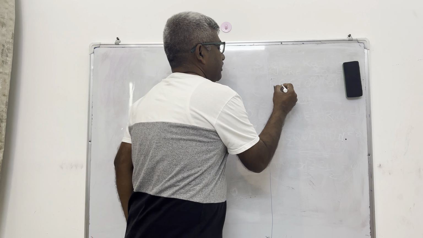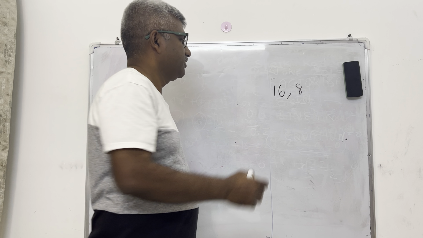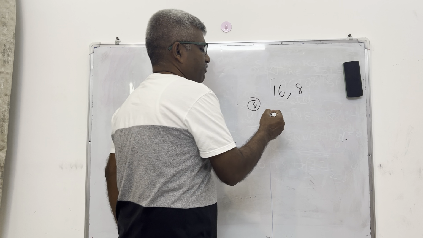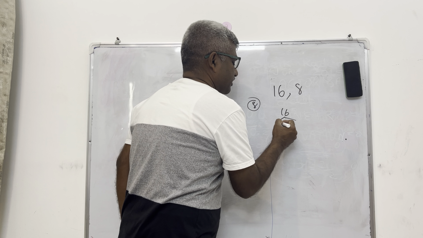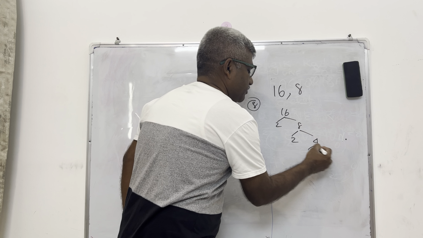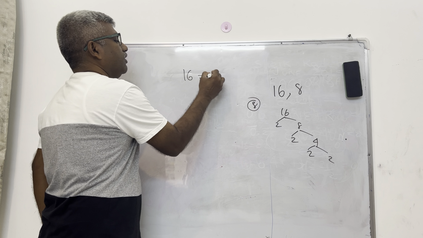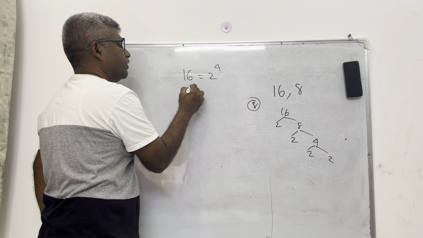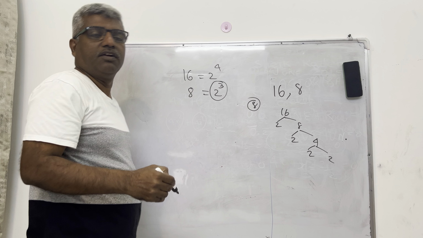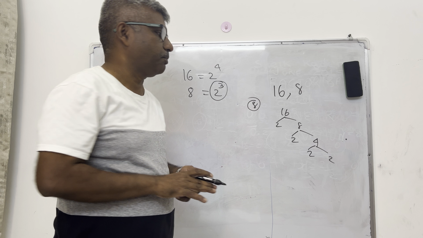Now 16, 8. What is the greatest common factor? 8. Most of them know that. Anyway, if you don't know, I will do it. 16 is 2 power 4. 8 is 2 cube. So we have to choose the lowest power. For greatest common factor, we have to choose the lowest power.